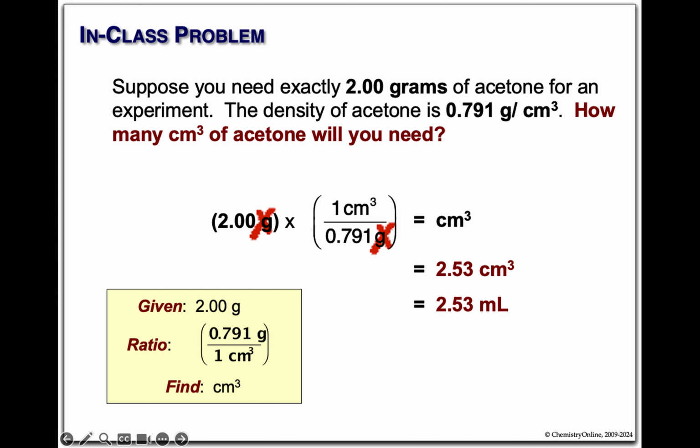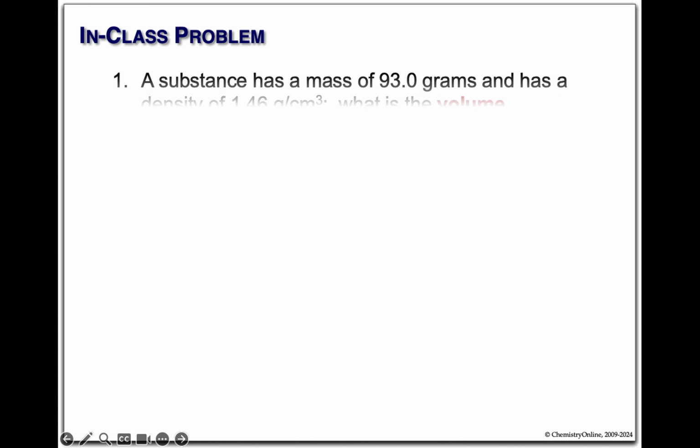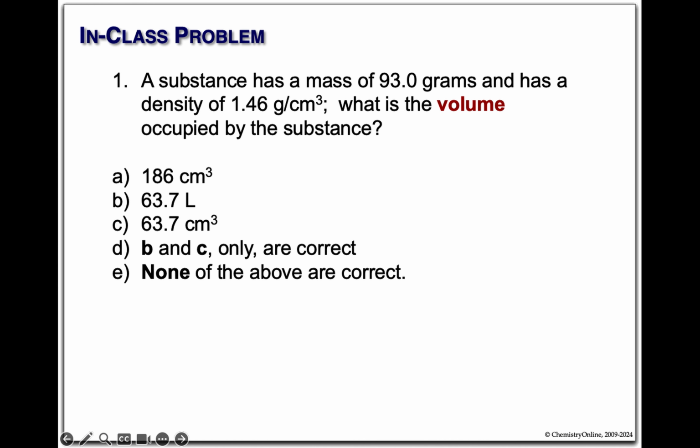So density represents a class of problems. On your first exam, I can assure you, you will have a couple problems relating to density. Let's look at some old ones. We have a substance with a mass of 93, density of 1.46. What's the volume occupied?